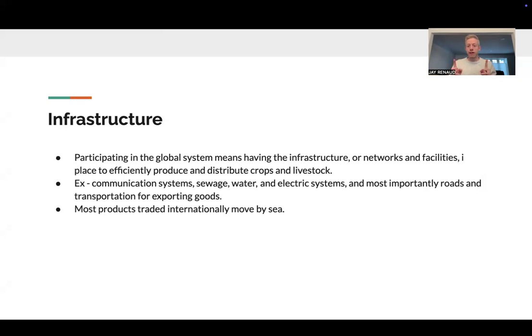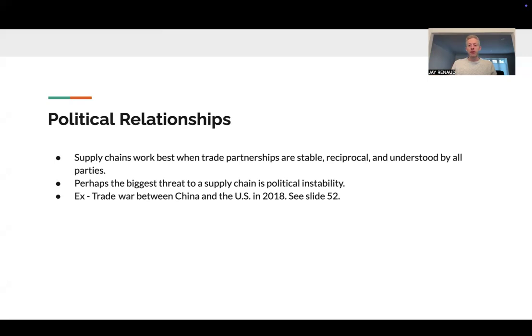Most products still today are traded internationally by sea, using containers, containerization. Learn about containers. Political relationships: we need to have good working relationships with other countries to ensure the global transfer of different products.